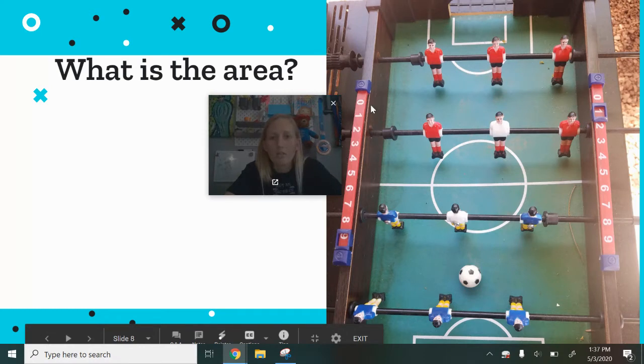Figure out the area of this one. Looking at the little guys, how many little guys do you have in this foosball table?